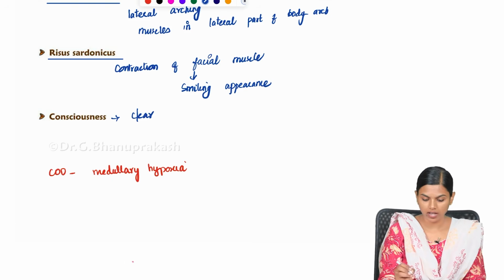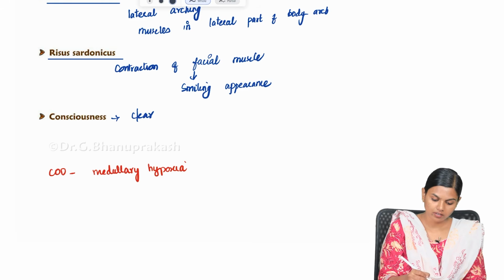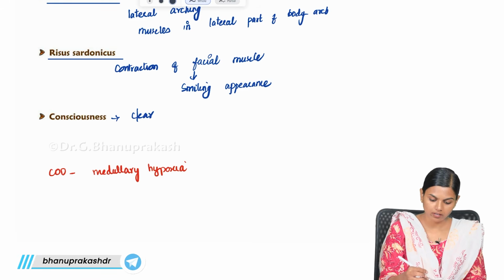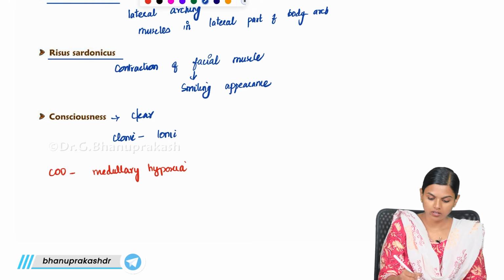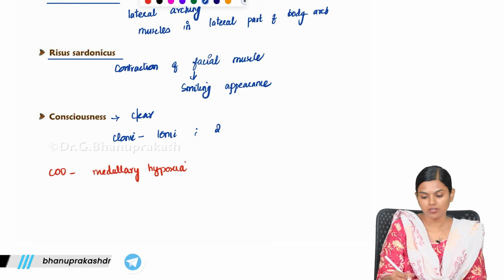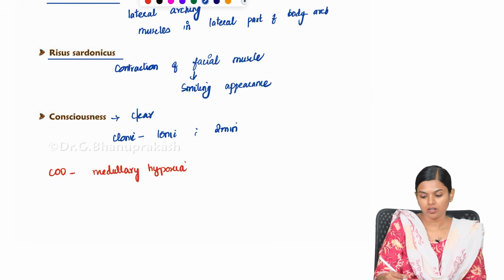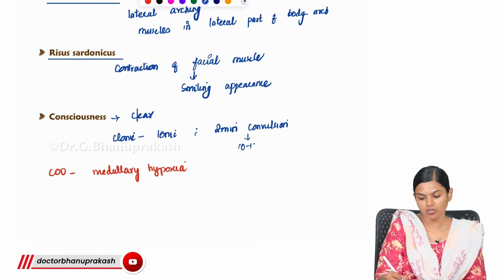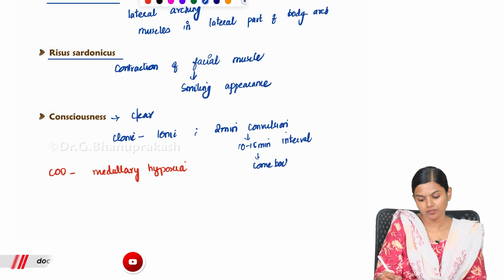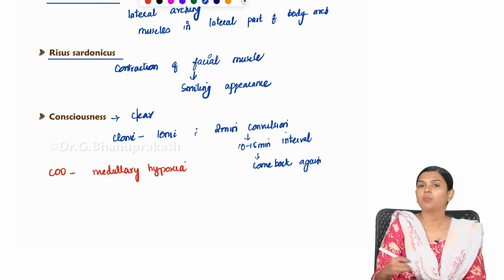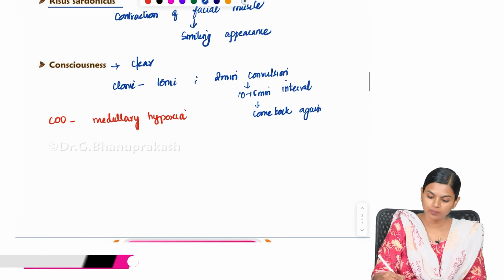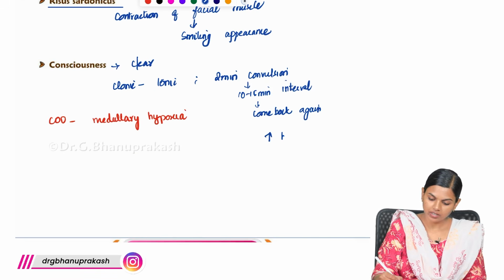Initially this will start as a clonic contraction, then become tonic. Each and every convulsion will last for 2 minutes, and there will be some 10 to 15 minutes interval, then again it will come back. So this keeps on happening. Because of that, there will be increased heat production.